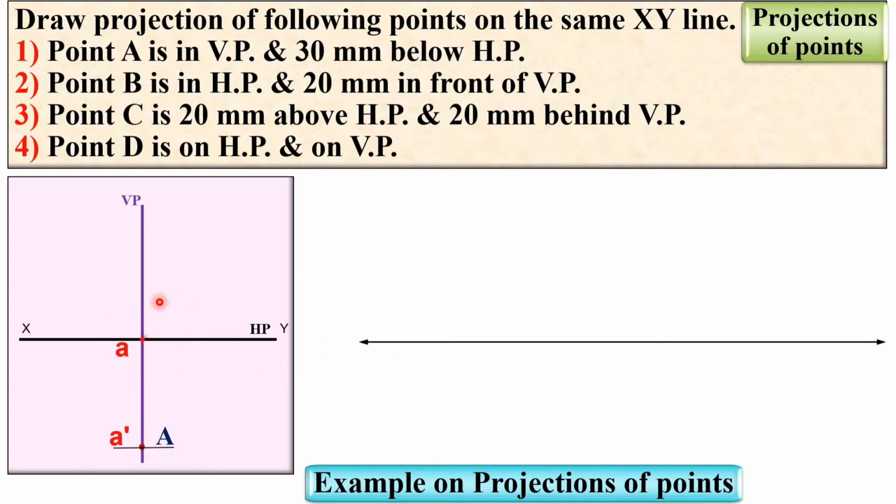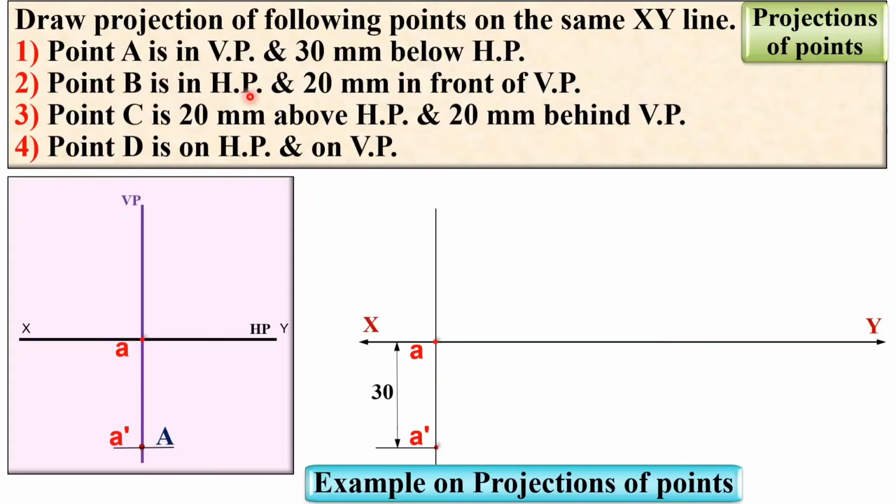Now we are going to draw the projection of the point A on the same XY line. First of all, draw the reference line XY and locate both A and A dash with reference to this XY line. First locate A dash, that is 30 mm below HP, and A, that is exactly on XY. I mention the dimension 30 mm. So it is very simple for the projection of point A.